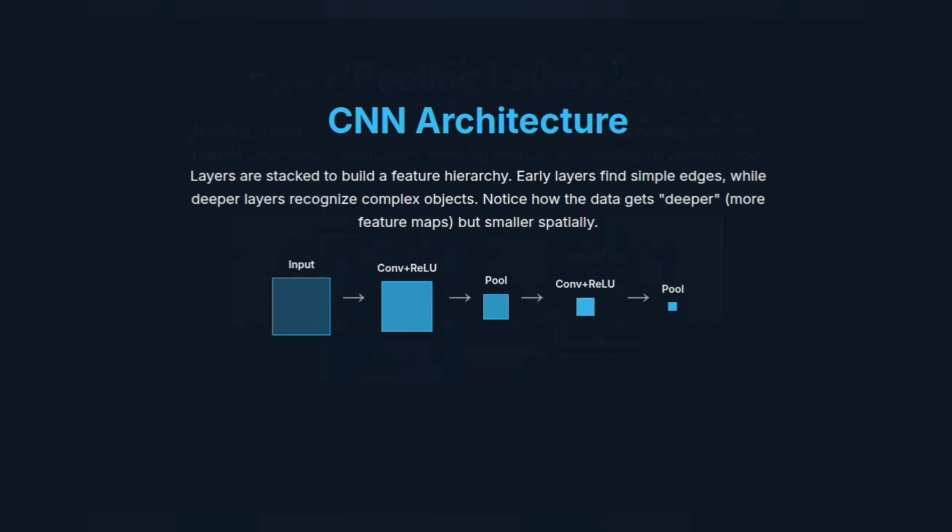Here's the beautiful part. Early layers detect simple features like edges and corners. Middle layers combine these to detect more complex shapes like curves and textures. Deep layers recognize high-level concepts like eyes, wheels, or entire objects.